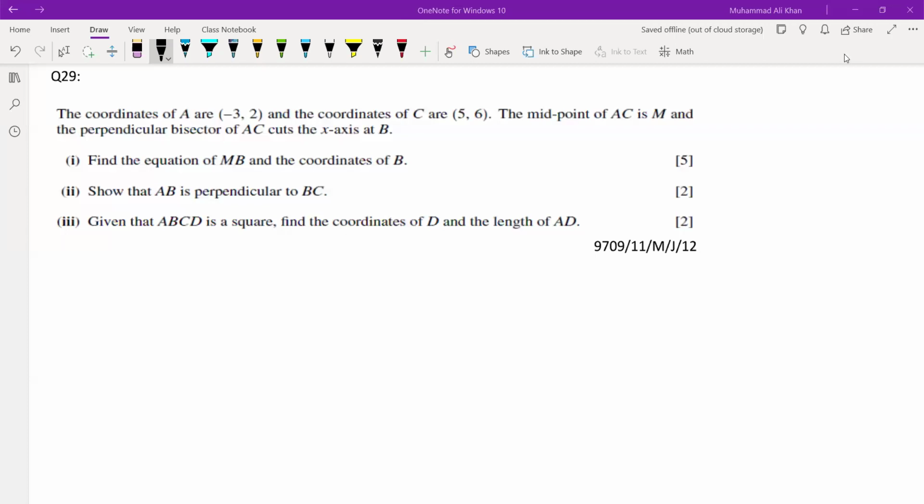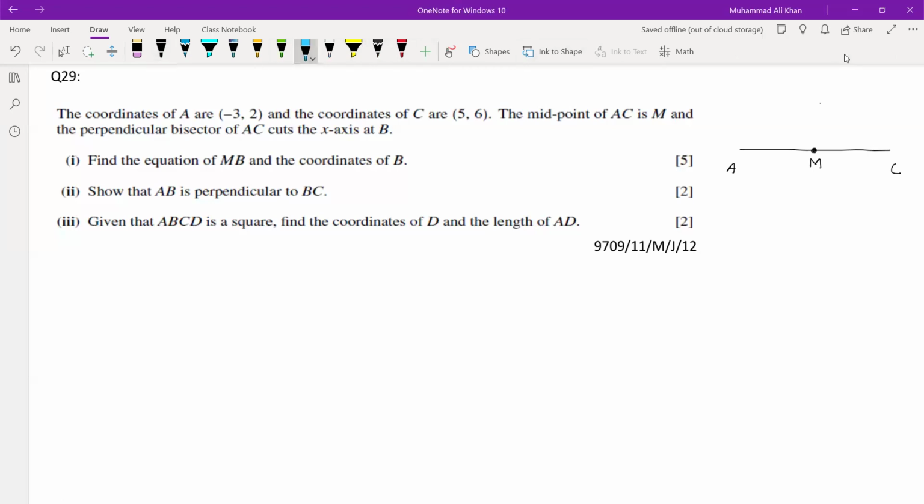Now, question number 29, it is 970911 May June 12 question. Here in this question, the coordinates of A and C are given. The midpoint of AC is M. And the perpendicular bisector of AC cuts the x-axis at B.